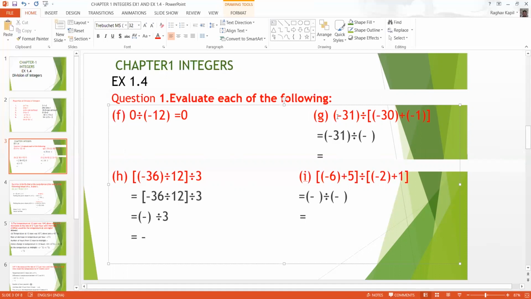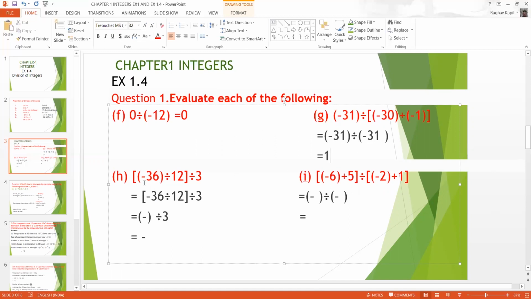Next question: minus 31 divided by (minus 30 plus minus 1). First we will solve the bracket, the integers within the bracket: minus 30 plus minus 1. According to the rules of addition, minus 30 and minus 1, the total is minus 31. And when minus 31 is divided by minus 31, the result will be 1. 31 ones are 31, but it will be positive. Why? They have like signs.